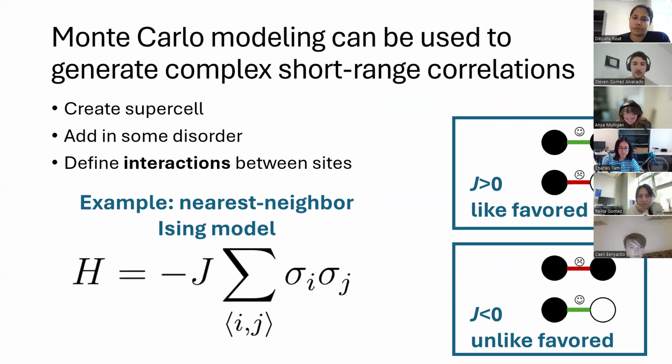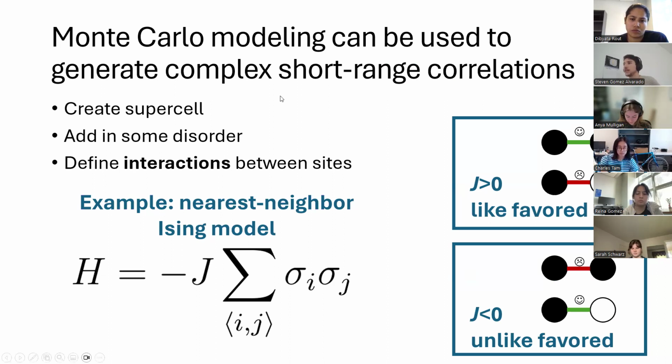So that's one way to build: you can just build a forward model like that and then simulate the scattering and do all the analysis like we just did. The other thing you could do is what's called Monte Carlo modeling. This is where you can generate very complex short-range correlations. The theme for Monte Carlo modeling is, you have a supercell, you add in some disorder, but then you define some energy terms, right? You have some interactions between the sites that, over several iterations of your Monte Carlo simulation, let you find the ground state of whatever Hamiltonian you plug in.